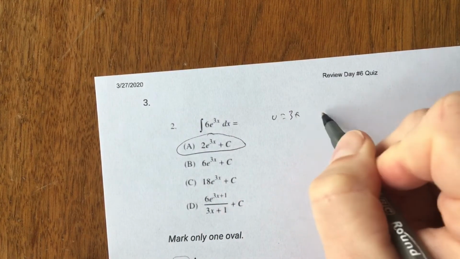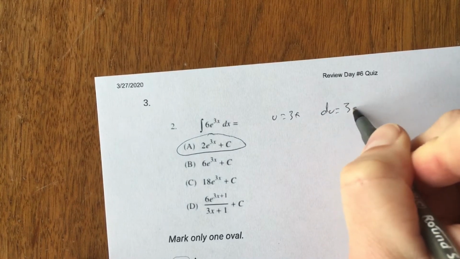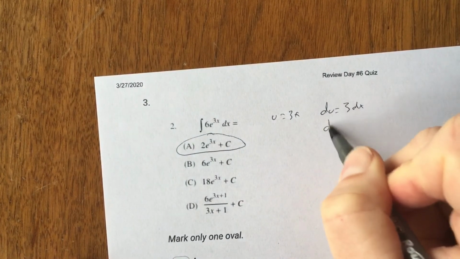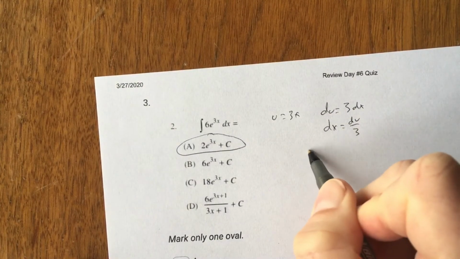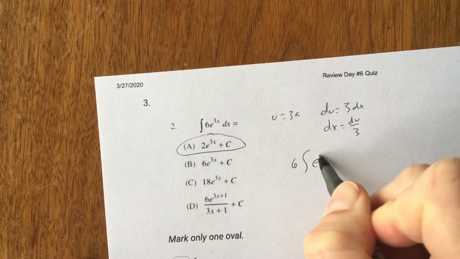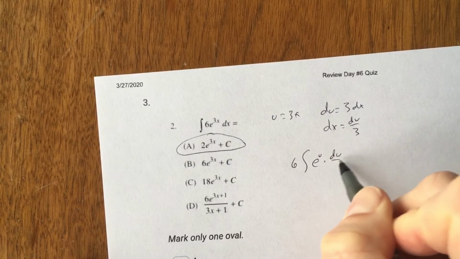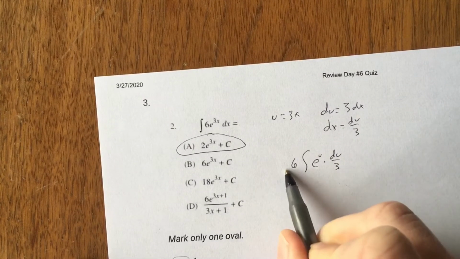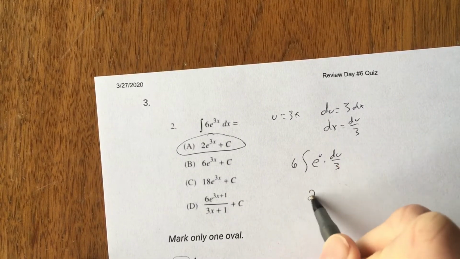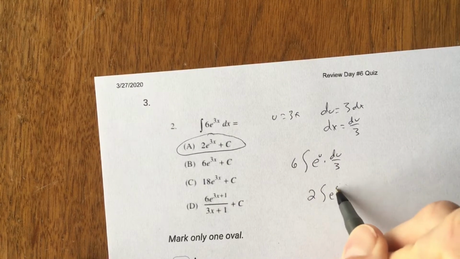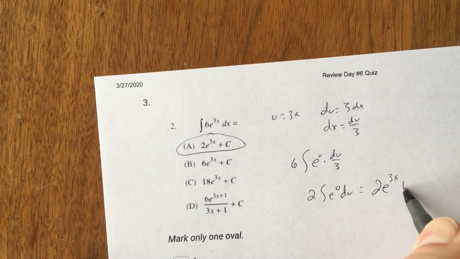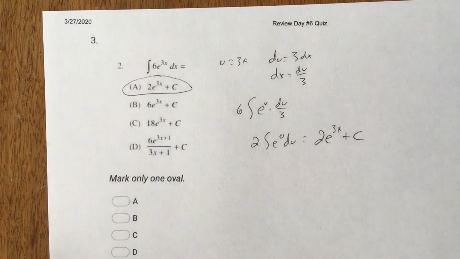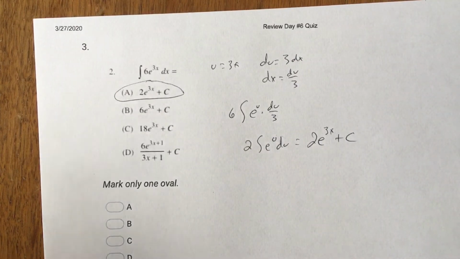So you could do it as simple as that, or you can do a u-sub: u equals 3x, du equals 3 dx, and then dx equals du over 3. And so we'd have the integral of e to the u times du over 3. That divided by 3 comes out. 6 divided by that 3 is 2. Integral of e to the u, which gives you 2e to the 3x plus c. Okay, so a couple ways you can do it. Again, it's kind of up to you.